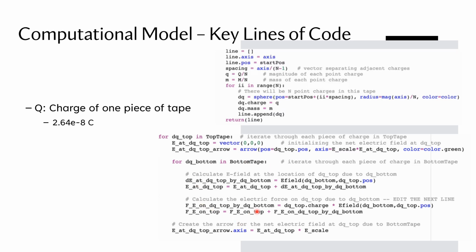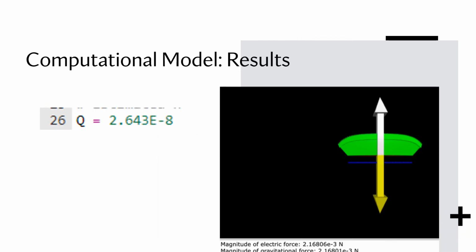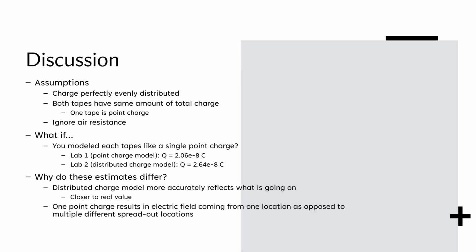And then this for loop updates the electric field acting on tape 2 as tape 1 moves closer to it. And again, this uses the distributed charge principles. These are the results of my computational model. As you can see, the force of gravity and the electric force are about the same, which in lab 1 was not the case. They were unequal, which proves that this is a better model. And I found Q to be this value, like I said in slide 1, which is much closer to the true value than in lab 1.